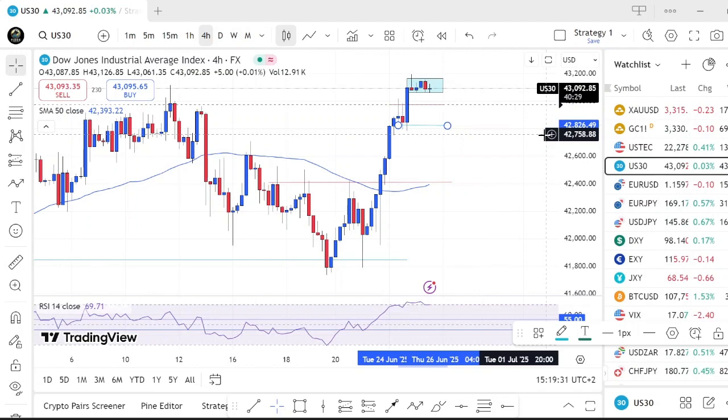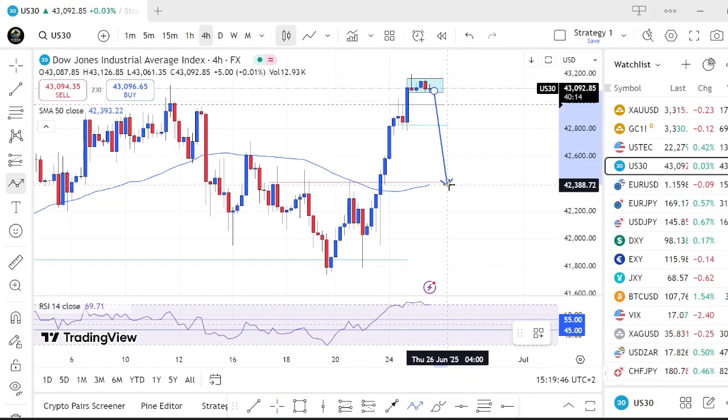That being said, price does have a lot of liquidity in the zone, so if markets do break below that 42,800 level, I would expect the 42,400 level to be the perfect place for a break and retest. So bang, and then bang to the upside.